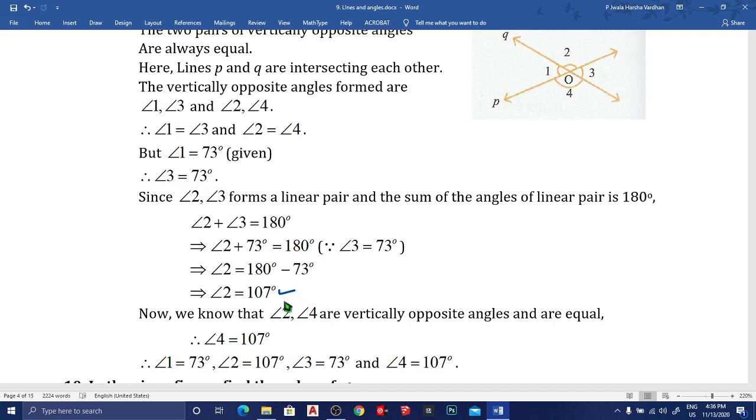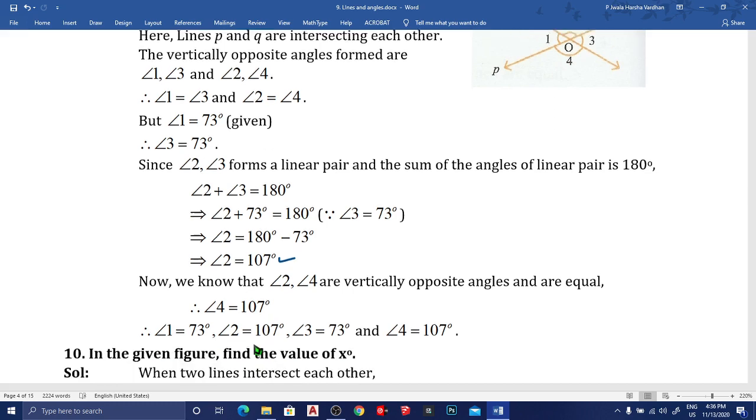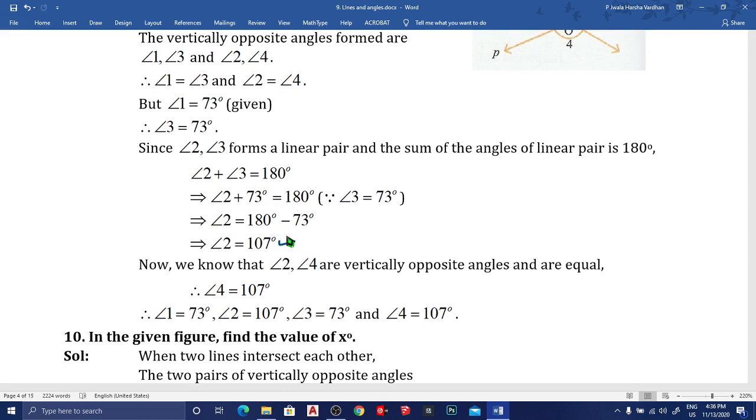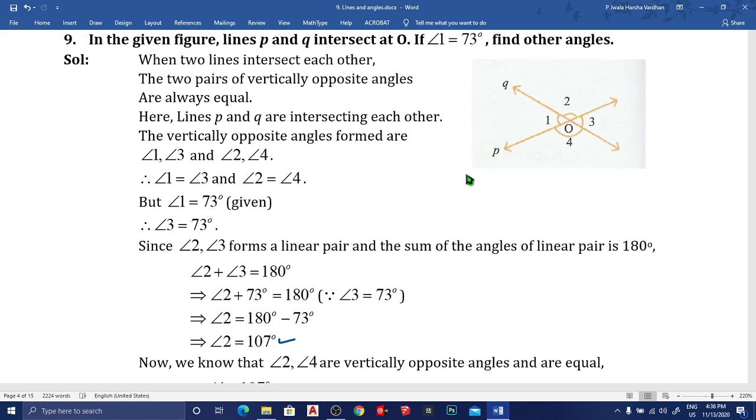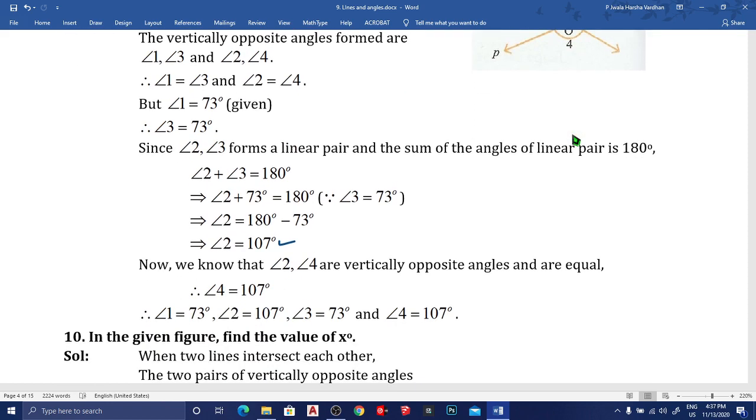Once you know this angle is 107 degrees, these two angles are vertically opposite angles. Therefore directly you can write angle 4 is equal to 107 degrees. So that's the answer. That's the usage of the properties. By using the properties, without measuring or constructing the lines, you can directly find the angles. That's the power of the properties. So angle 1 is 73 degrees, angle 2 is 107 degrees, angle 3 is 73 degrees, and angle 4 is 107 degrees. So this is the problem.